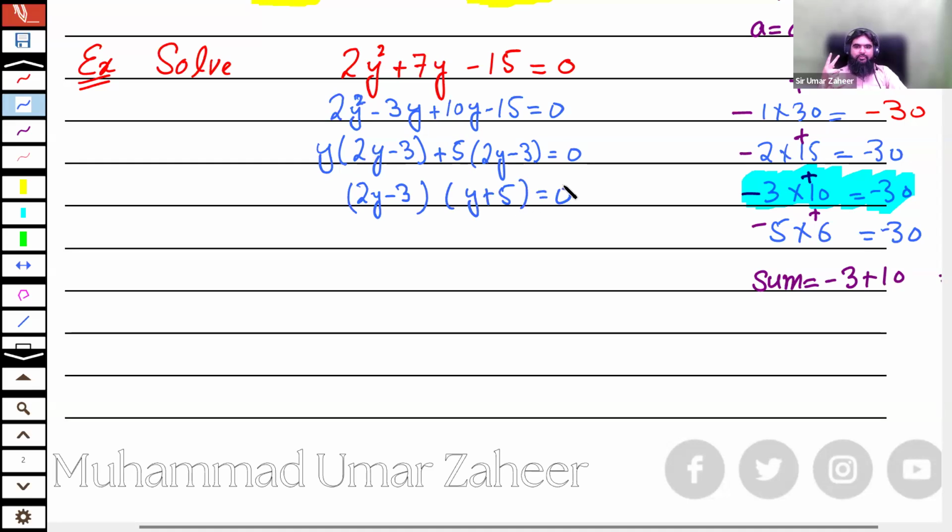Now the product of two terms is equal to 0, so we have to use the zero product property. The product of two terms is equal to 0 means the first term will be 0 or the second term will be 0. From here, I'm going to get 2y is equal to minus 3, which will become plus 3. The 2 is multiplying, so on the other side it will be divided. It is plus 5. Take this value on the other side, it will become minus 5.